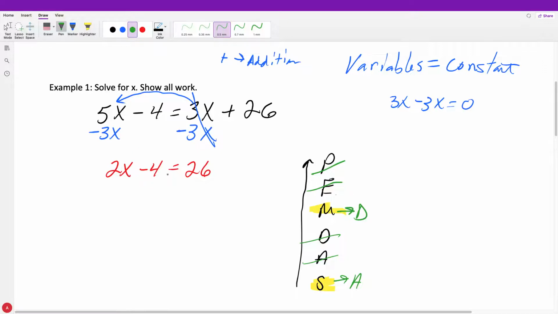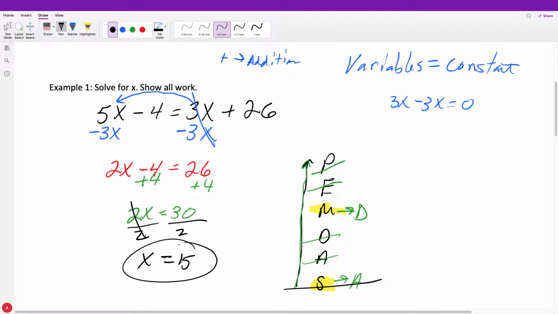So I'm going to get rid of my subtraction first since it starts at the bottom of my line. So I add 4 to both sides. So 2x is equal to 30. And now I got rid of my subtraction. The last thing I need to do is get rid of my multiply, which is dividing. So I divide each side by 2 since that's what's being multiplied, and x is equal to 15. And that will be our final answer.